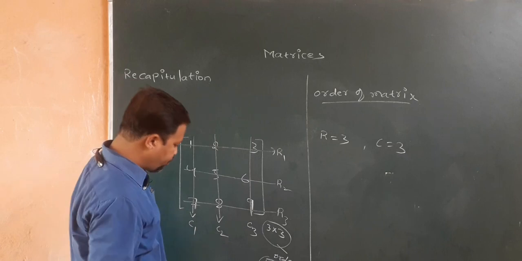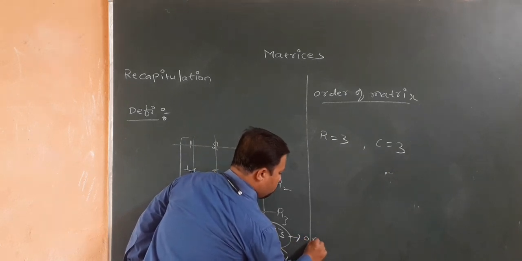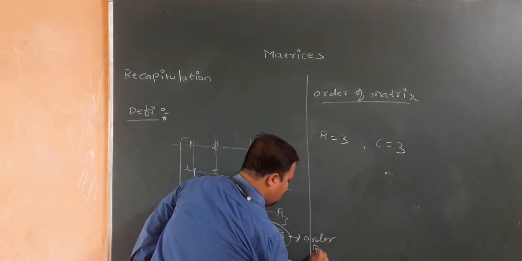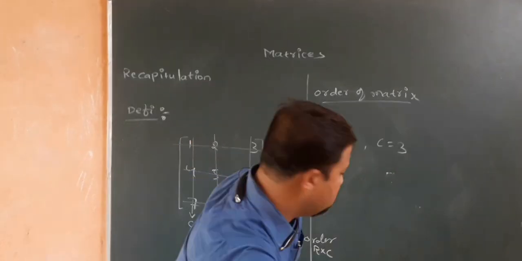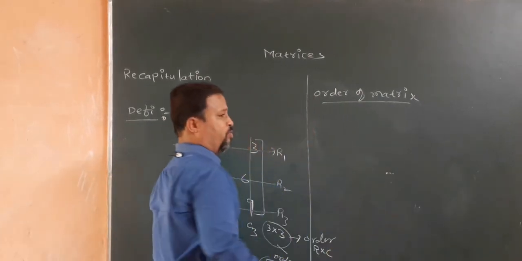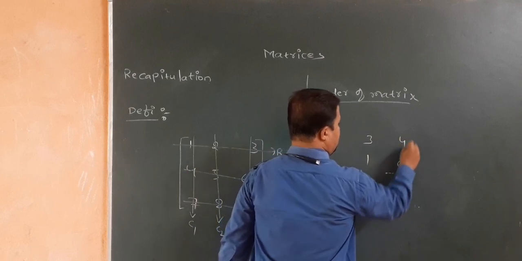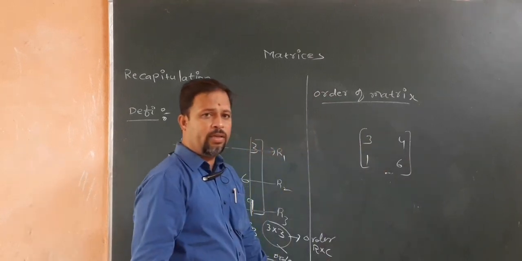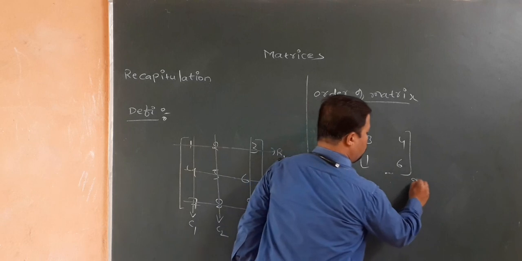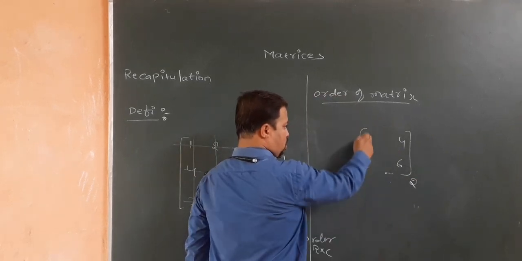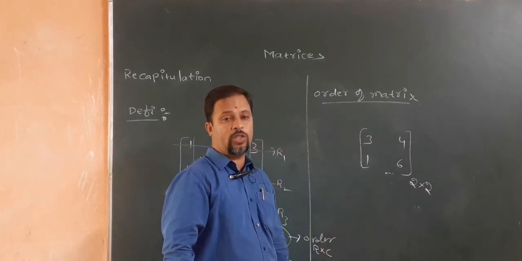Right? Now here, the order, in general, is R cross C. So I will take an example. Now we will write the order of the matrix for that. Let us take the matrix 3, 4, 1, 6. What is the order of the matrix? How many rows are there? 2 rows, 1, 2. And how many columns? This is my first column, this is my second column. So the order is 2 cross 2.